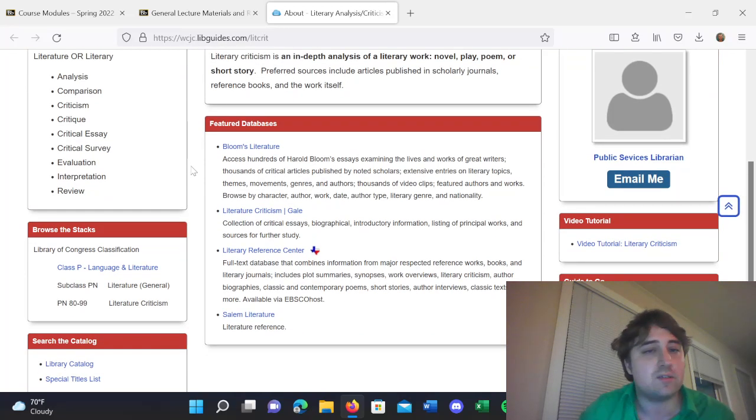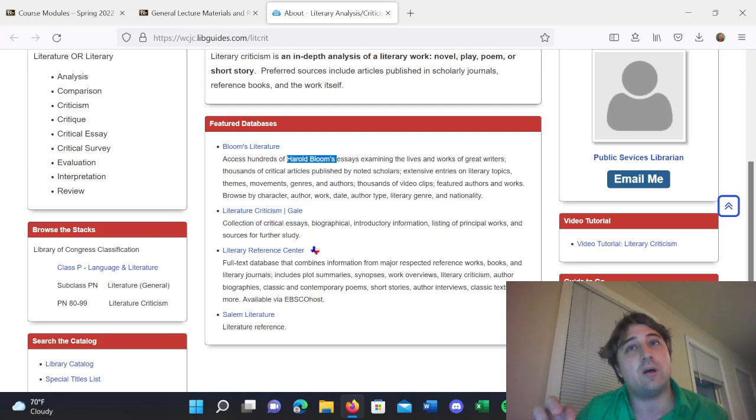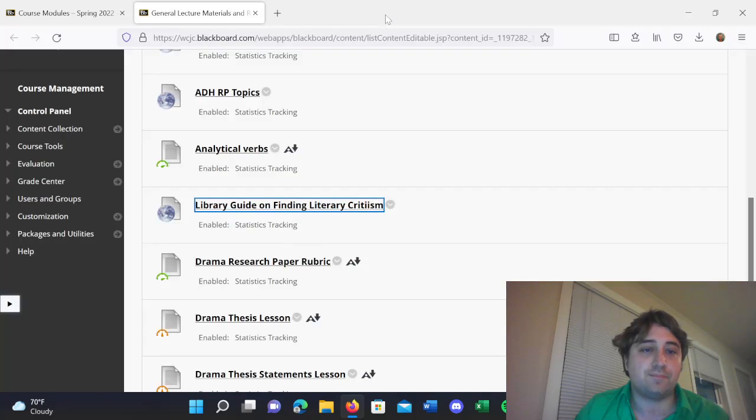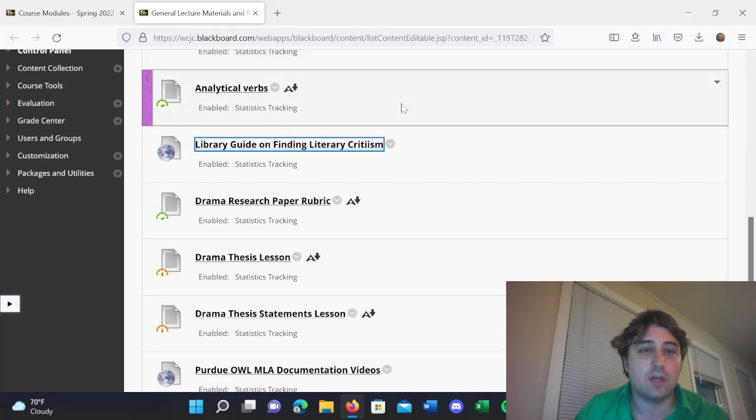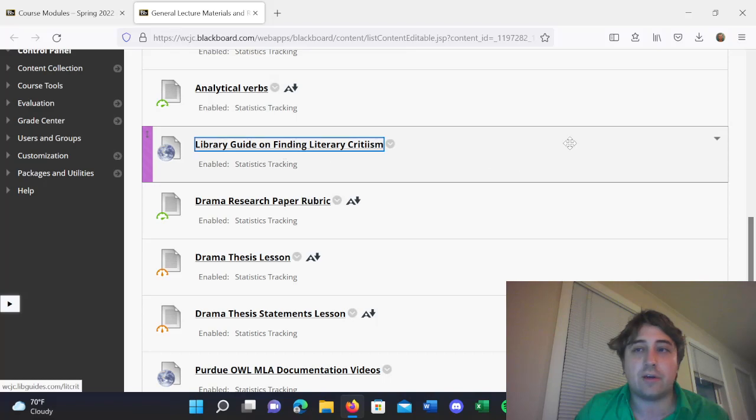So we have a lot of criticism here. We have Bloom's literature. So there's a famous literary critic, Harold Bloom. So this contains tons of his work. Then we have literary criticism from Gale. We have Literary Reference Center, and we have Salem Literature. So these are going to be great references to use when you're doing research, because they are going to have information about the particular play that you're interested in looking at. So that's the library guide on finding literary criticism.